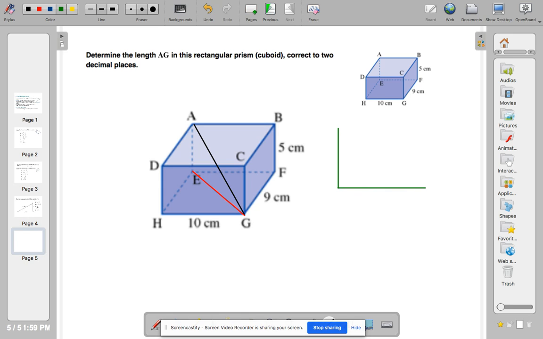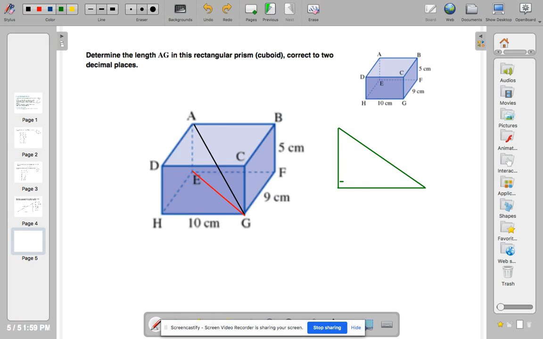Now the difficulty with this work is that we're taking things from 3 dimensions and putting them into 2. So that triangle there, A, E, G, the way we look at it in a 3D diagram doesn't look very right angled, but as soon as you extract it and take it out into 2D, like that, it might make a little bit more sense. So let's have a look.